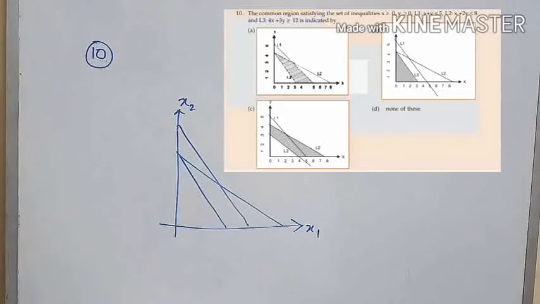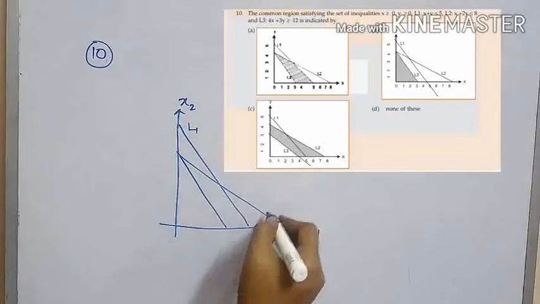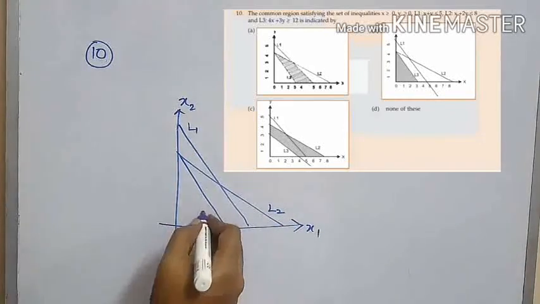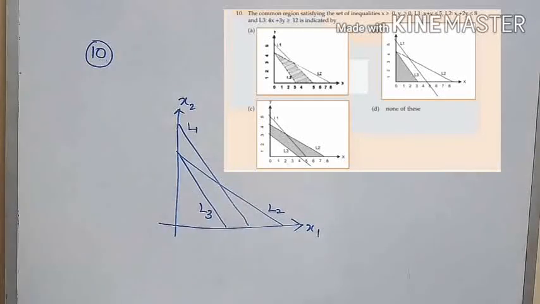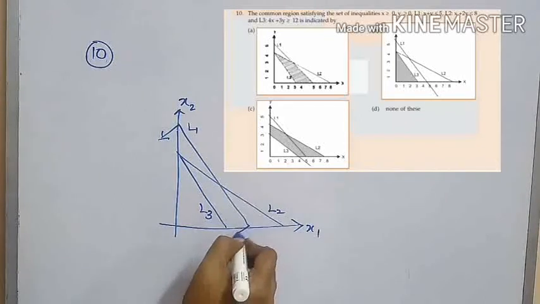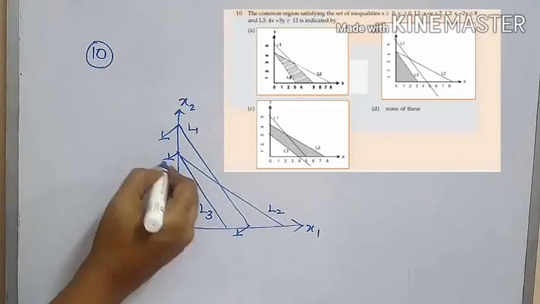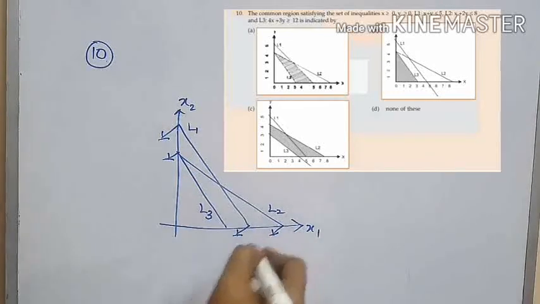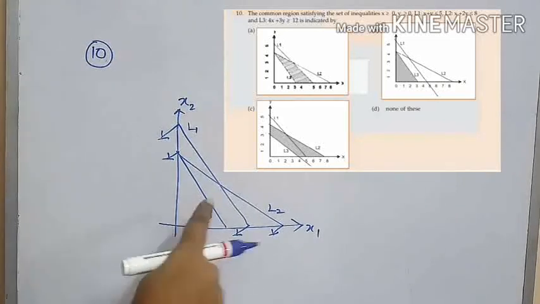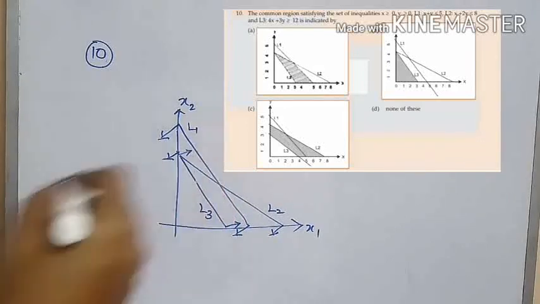Question number 10. The common region satisfying the set of inequalities x greater than or equal to 0, y greater than or equal to 0, L1, L2 and L3 is indicated by. L1 contains the inequality less than or equal to, L2 contains the inequality less than or equal to, but L3 contains the inequality greater than or equal to. Therefore, the region bounded by the lines will be the solution space. So option A is the answer.